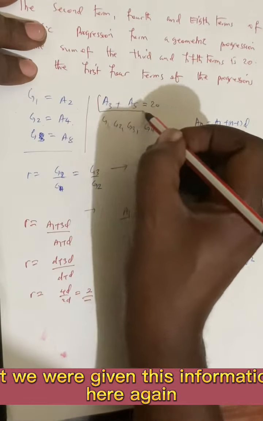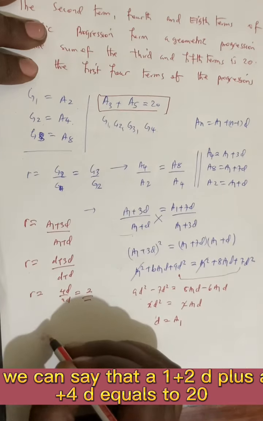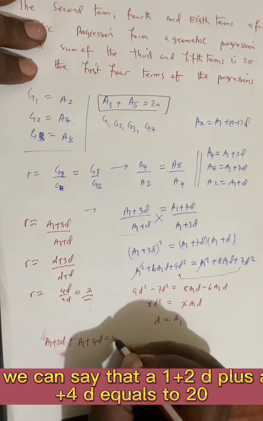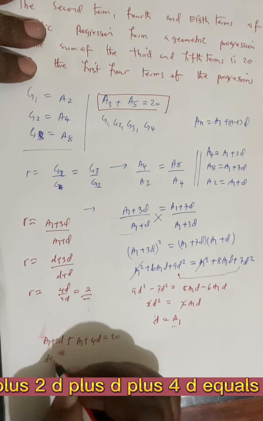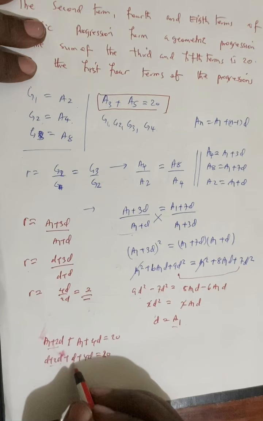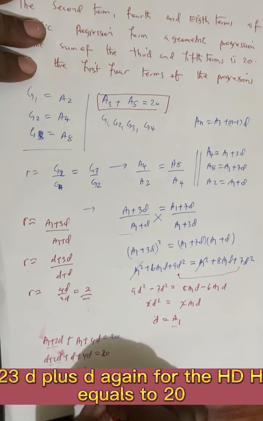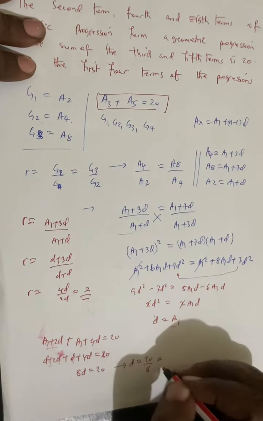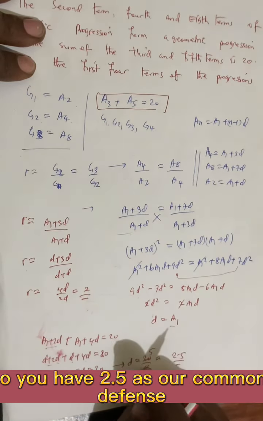But we were given this information again, and for that information, dear students, we can say that A1 plus 2D plus A1 plus 4D equals 20. But A1 equals D, so this is basically D plus 2D plus D plus 4D equals 20. So 3D plus D again, 4D, 8D equals 20. So the common difference will be 20 over 8, which simplified by 4 is 5 over 2. So you have 2.5 as our common difference.